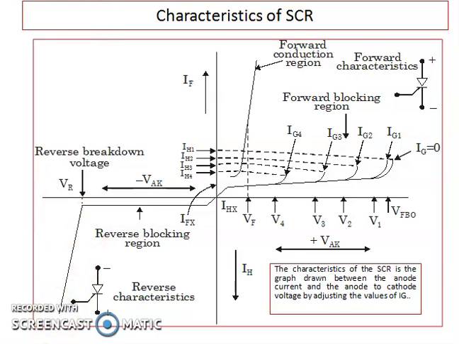For any SCR, the three important parameters are the forward breakover voltage, the holding current and the reverse breakdown voltage, and just by seeing these values we can operate the SCR properly.